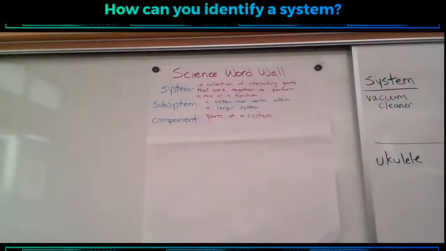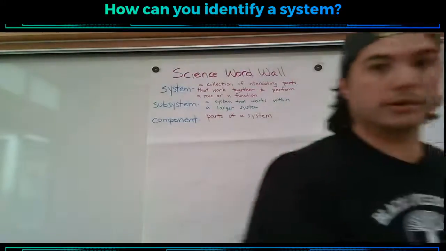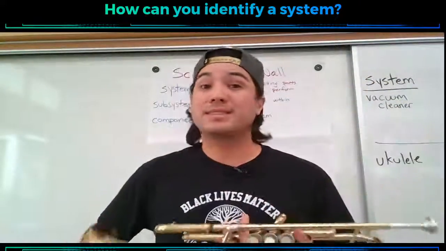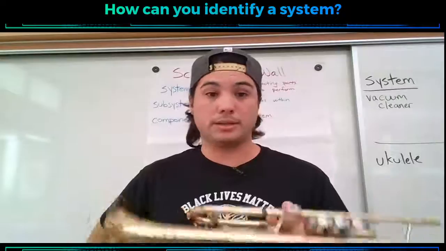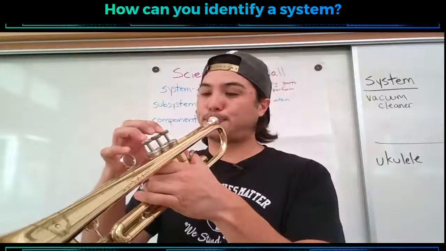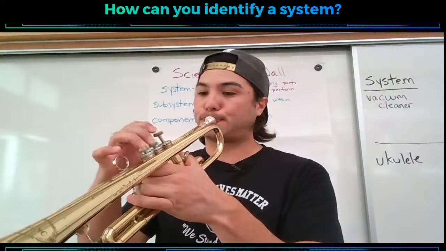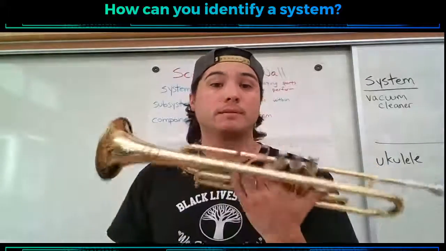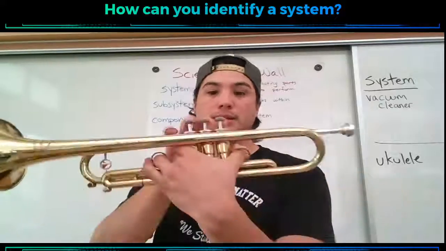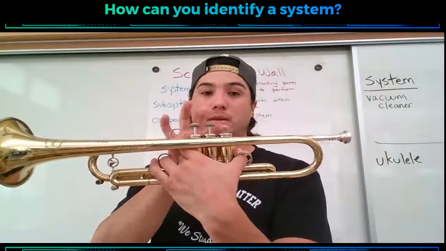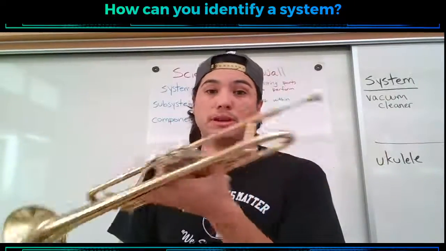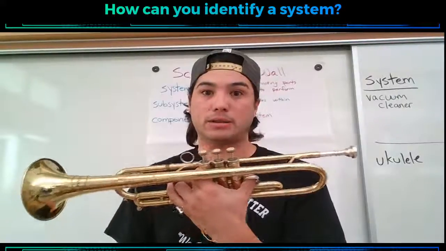Here's another great example. The last system I'll show you. Sorry. It's a trumpet, right? It is a system on its own because it's got all these different parts that work together to make music and to make sound. Okay, it's got the bell that amplifies it. It's got the valves that change the length of the instrument, raising or lowering the pitch. It's got the mouthpiece that creates that sound vibration that goes through.